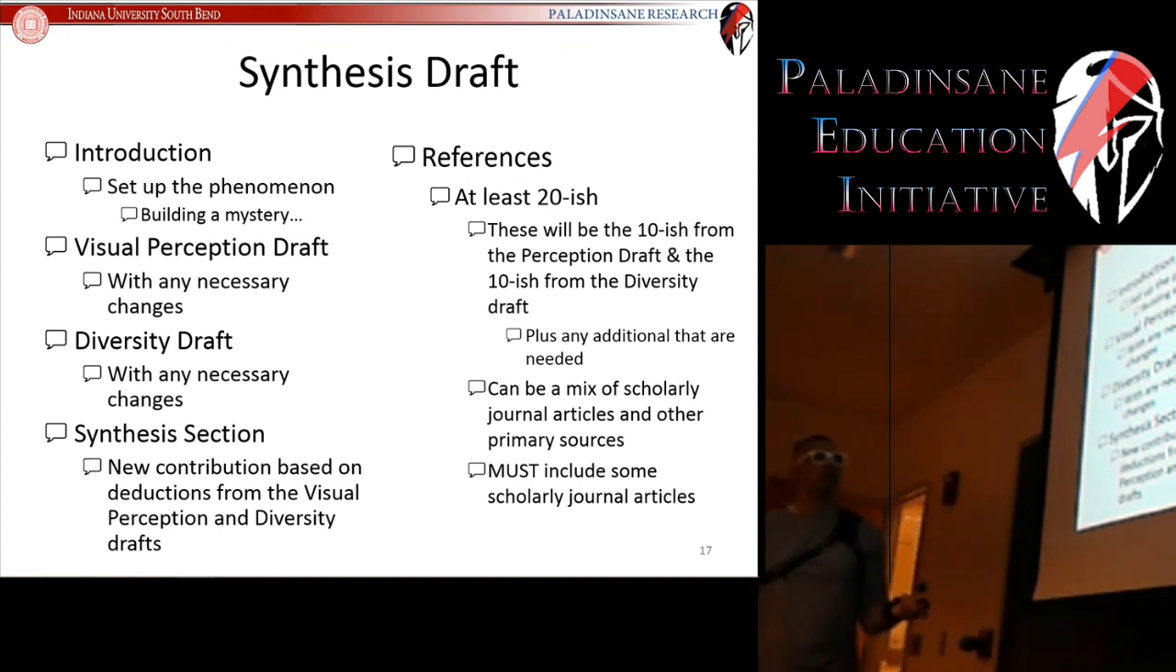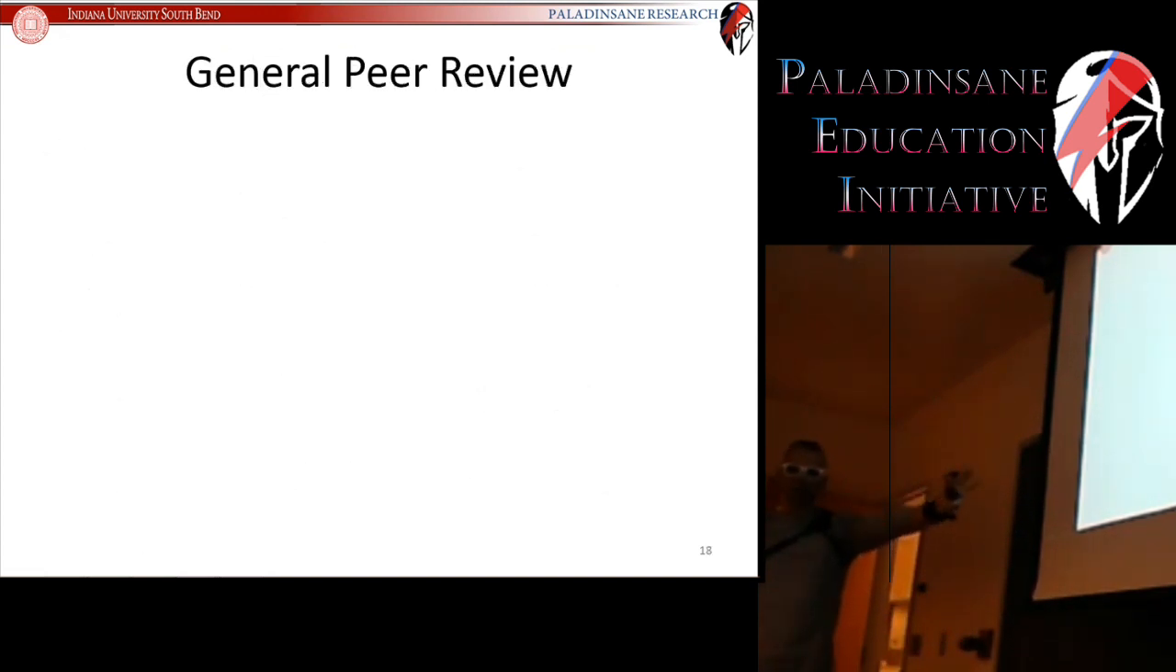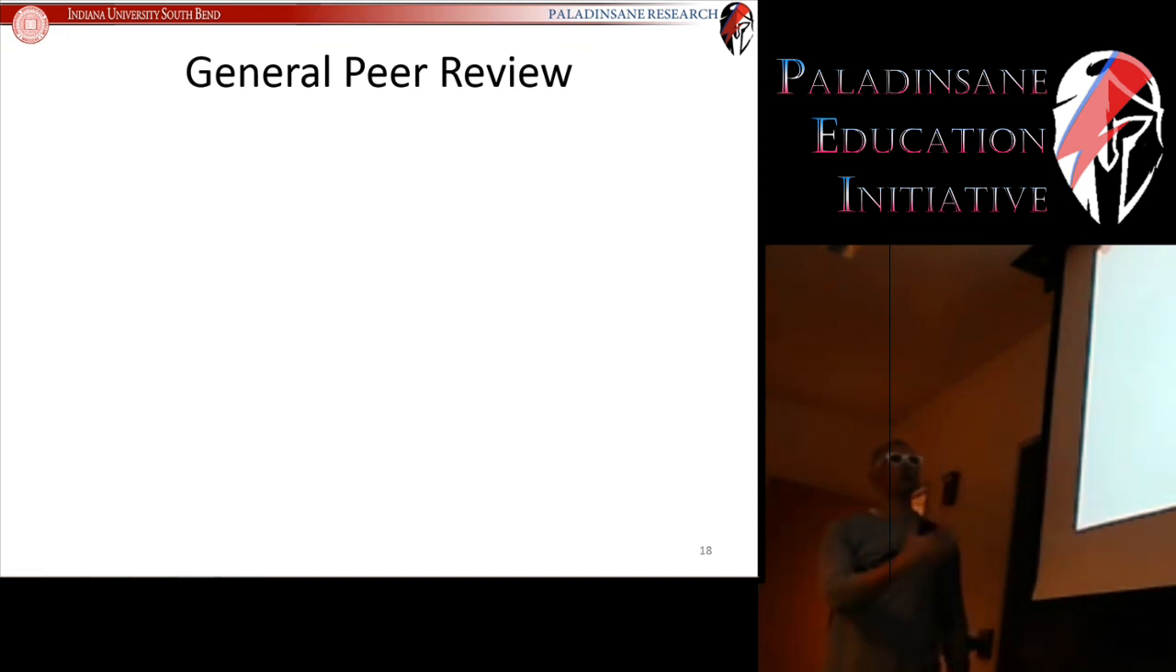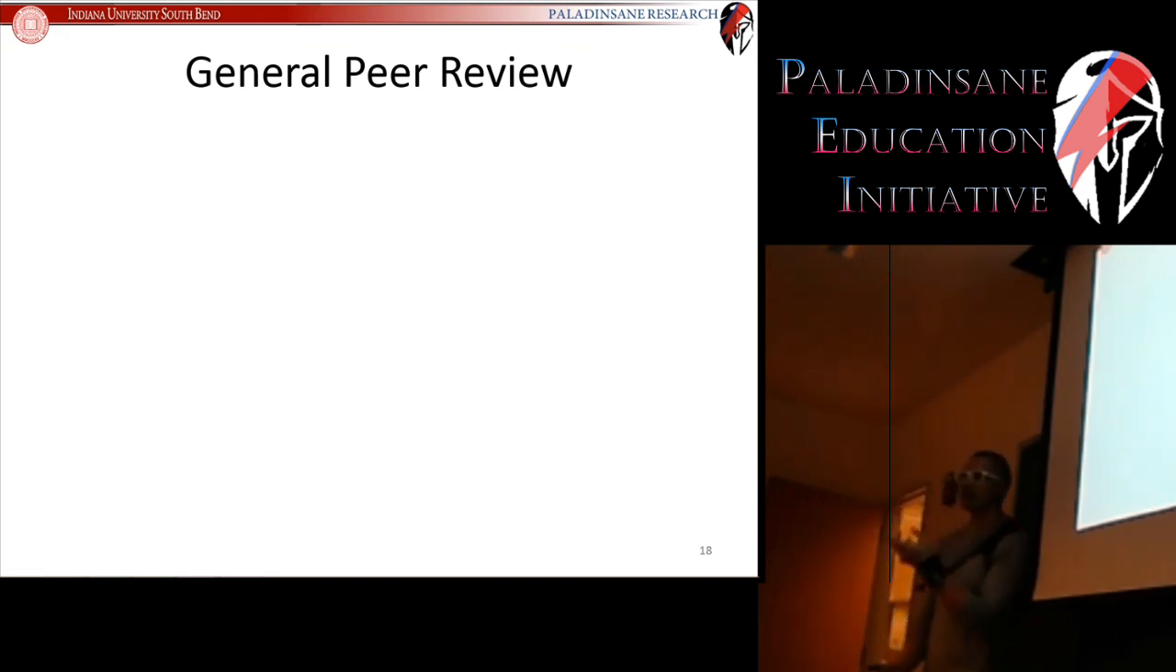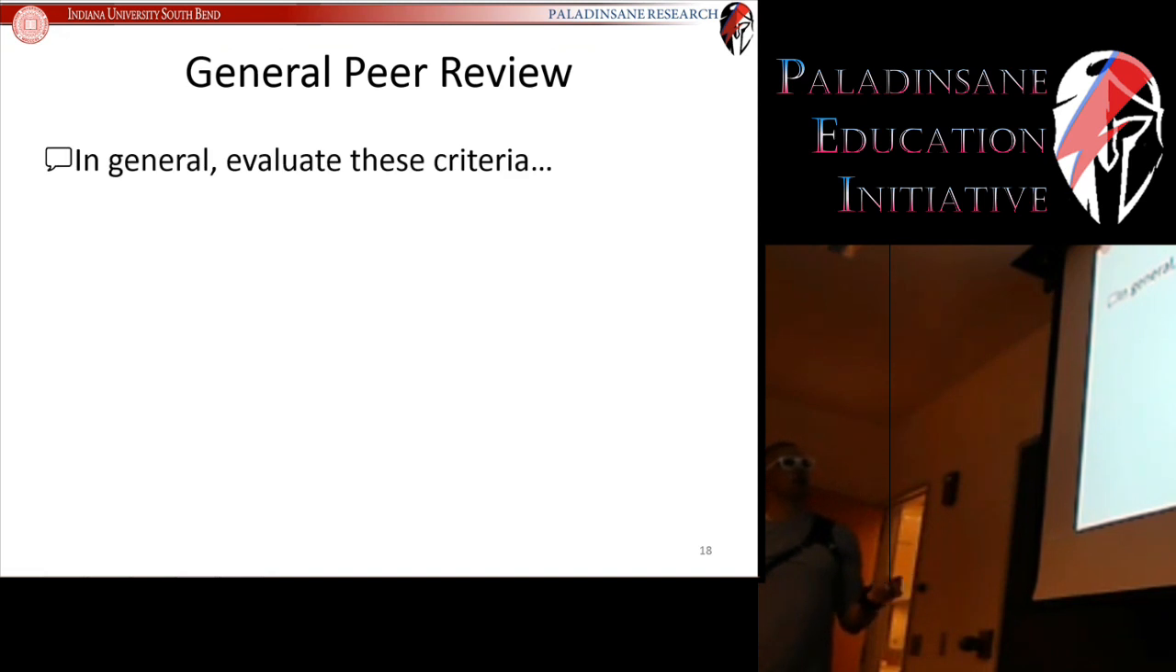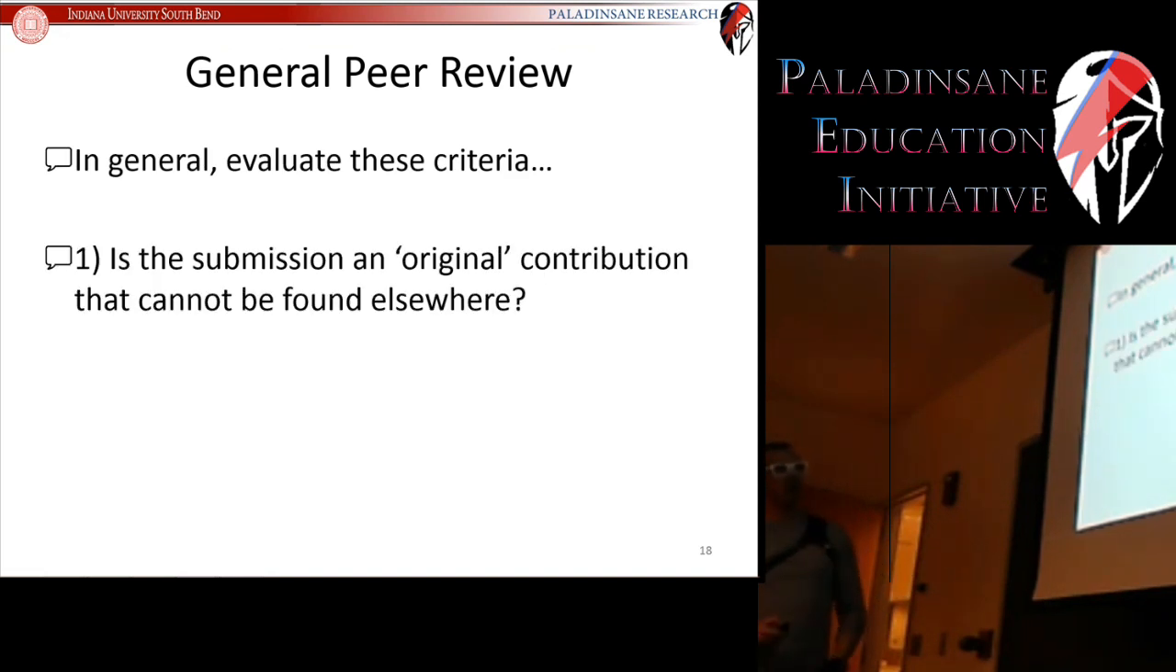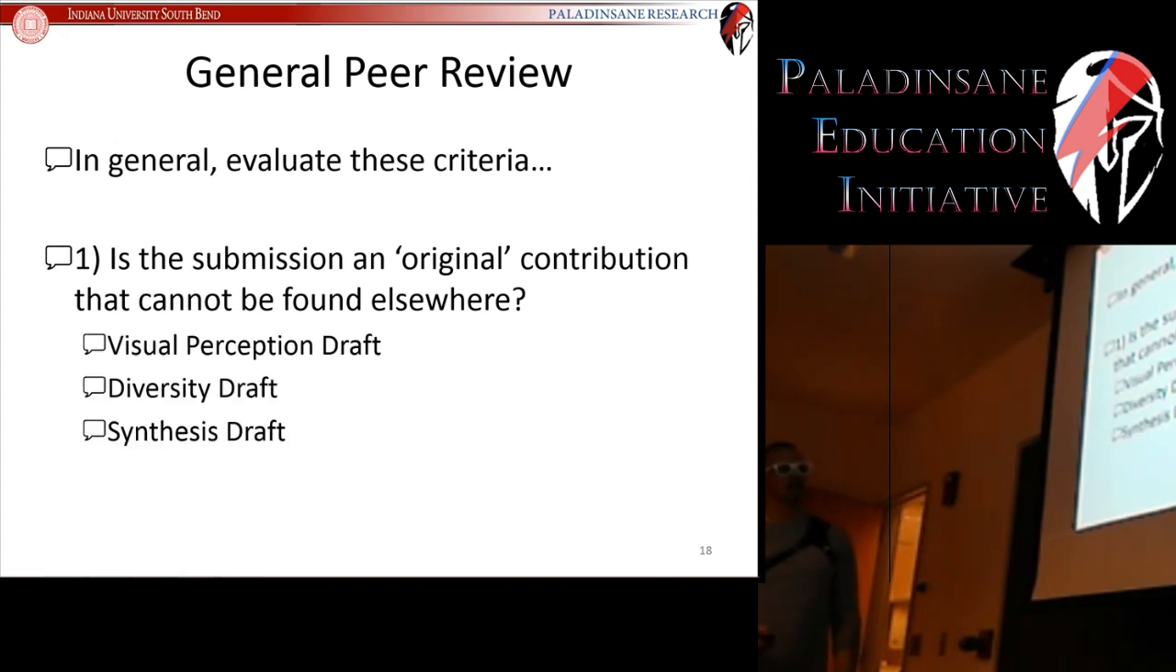Okay, so as a final guideline for what you're doing, I also included what you're going to be asked to evaluate when you're peer reviewing. This is going to be a guide to how to do the peer review, but it's also going to be a guide to how to write a good draft, because you're going to know what people are looking for, so you're going to know exactly what to include in your drafts. In general, you're going to be evaluating a number of criteria, and some of them will be evaluated across all three, other ones will not.